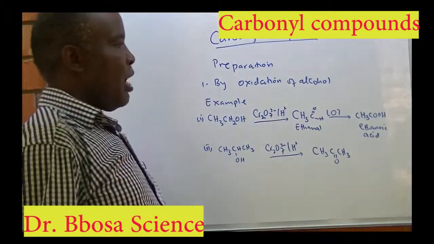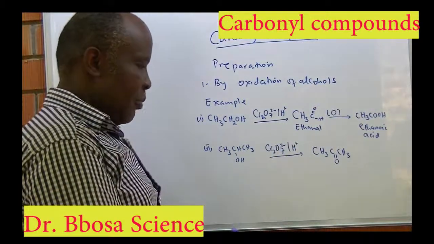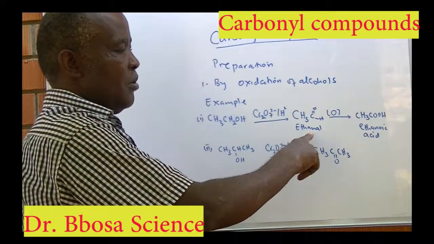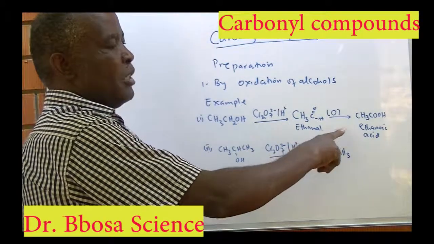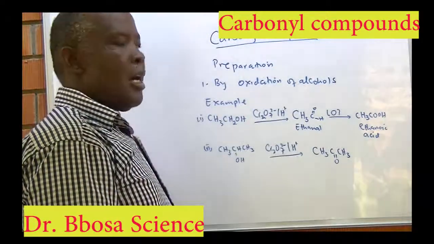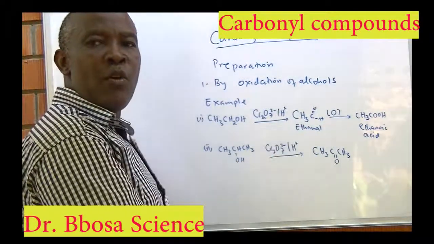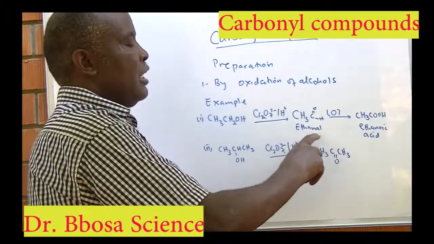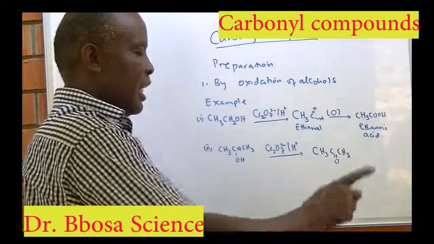Preparation is by oxidation of alcohols. Example, ethanol, a primary alcohol, can be oxidized to an aldehyde, which is ethanal, but further it can be oxidized to ethanoic acid. However, the boiling points of aldehydes are lower than the boiling points of carboxylic acids, so the aldehyde can be evaporated before it is oxidized to carboxylic acid.